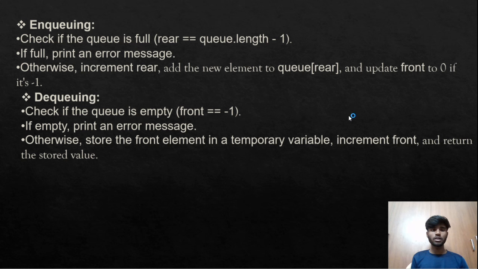Next, enqueuing: check if the queue is full, rear equal to queue length minus 1. If full, print an error message. Otherwise, increment rear, add the new element to queue rear, and update front to 0 if it is minus 1. Dequeuing: check if the queue is empty, front equal to minus 1. If empty, print an error message. Otherwise, store the front element in a temporary variable, increment front and return the stored value.